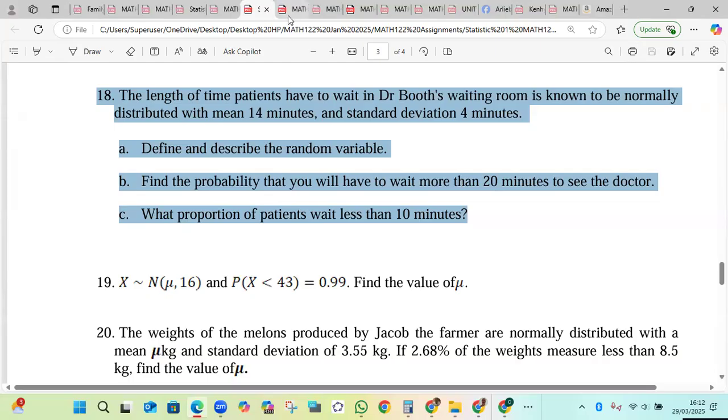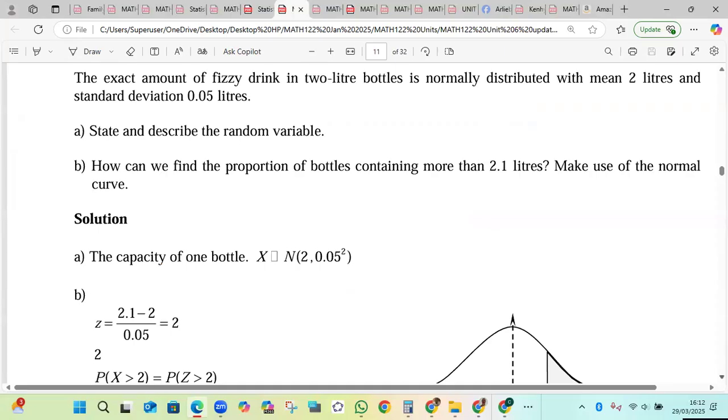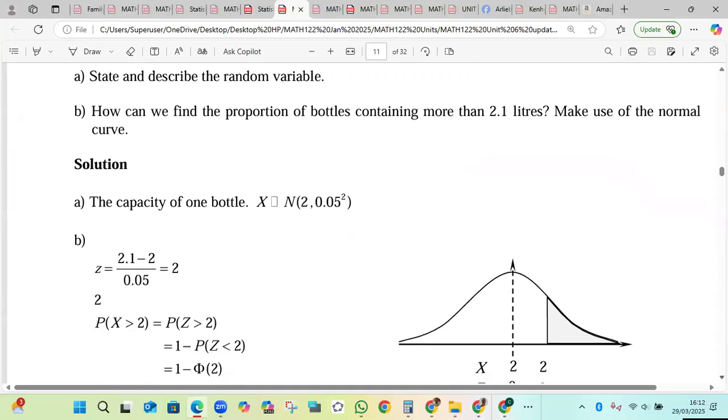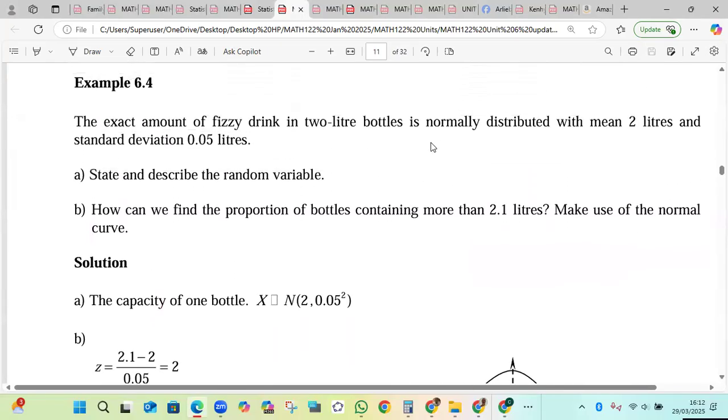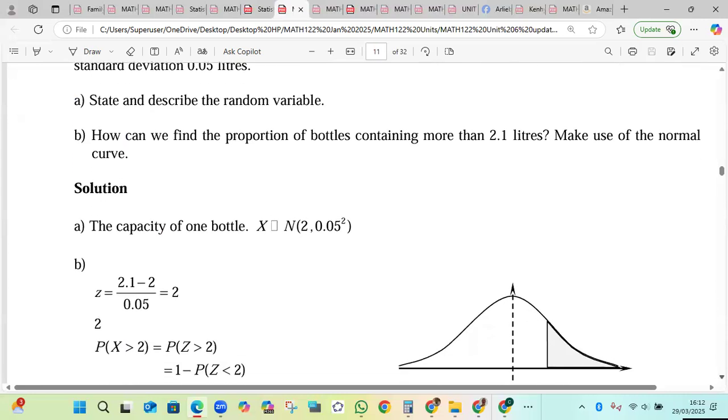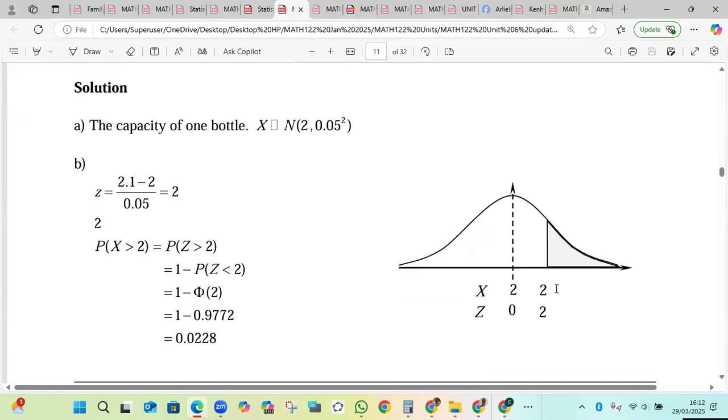It appears to be an example similar to this one. As you can see, it says, what is the proportion containing more than 2.1? 2.1 is more than a mean of 2. And more than means you're shading towards the right. So here it is. That's supposed to be 2.1, which is more than 2, and you're shading towards the right. So you're going to have a right tail, and your answer will be less than 0.05.